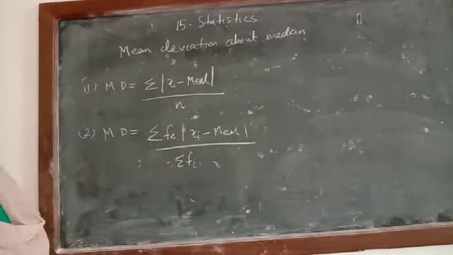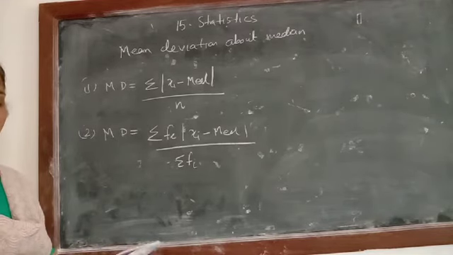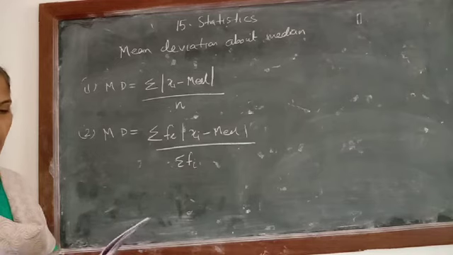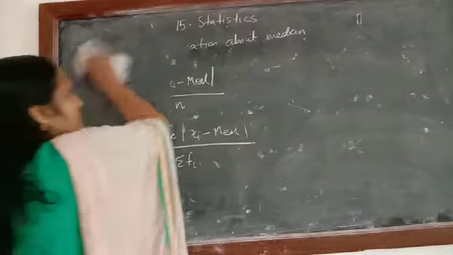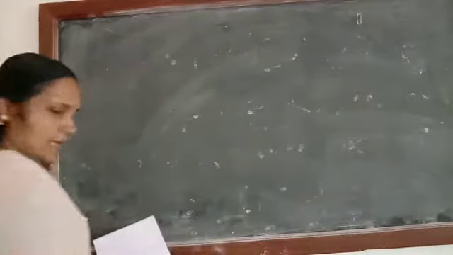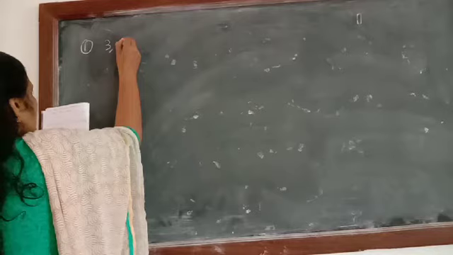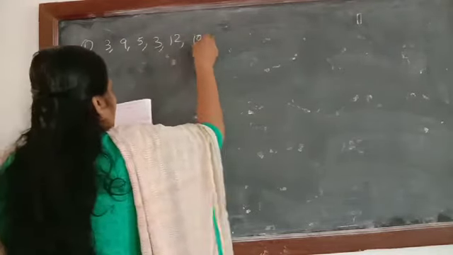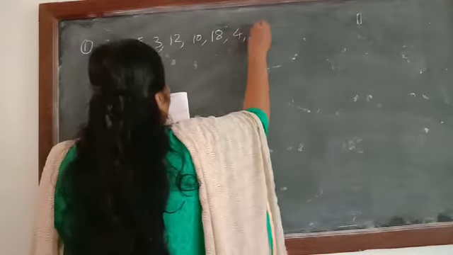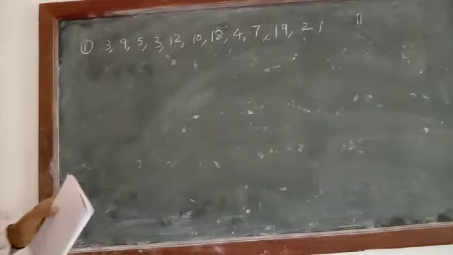Now we can check the questions so that it will be easy for you to use the formulas. Write down the question: find the mean deviation about the median. The first one is 3, 9, 5, 3, 12, 10, 18, 4, 7, 19, 21. This way observations are given.